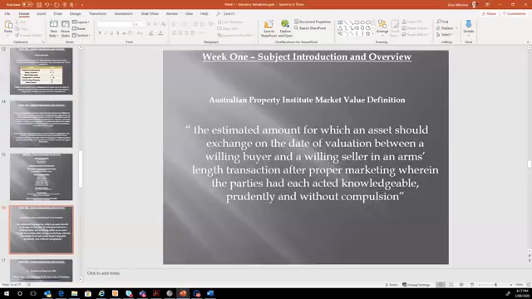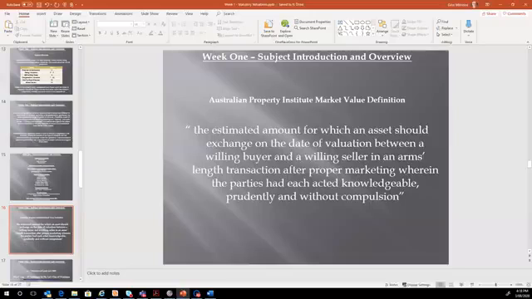So that gives you a very simple general definition of what market value is. It's extremely important for you to firstly understand the accepted definition of market value before we can proceed to talking about the concepts and the principles in rating and taxing valuations. So this is the first point at which we start. You need to fully understand this definition before we can move on.